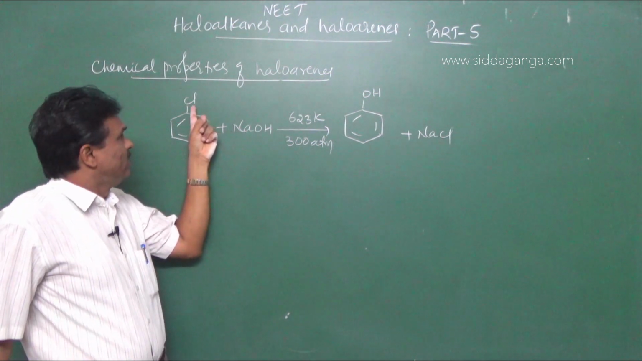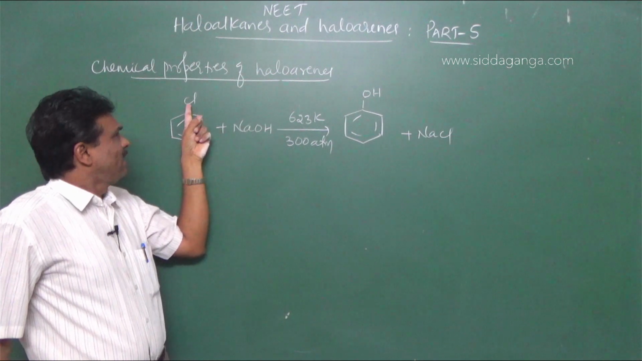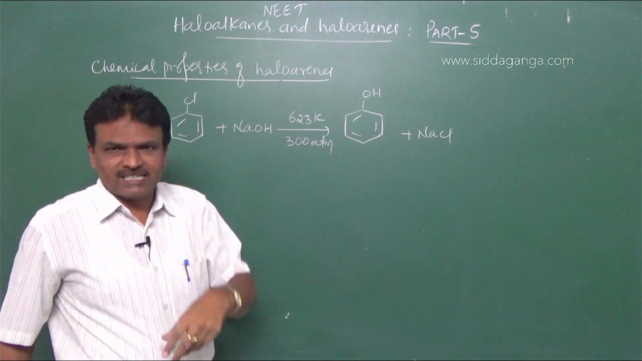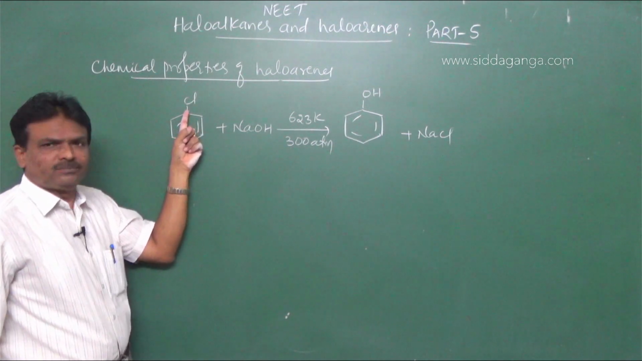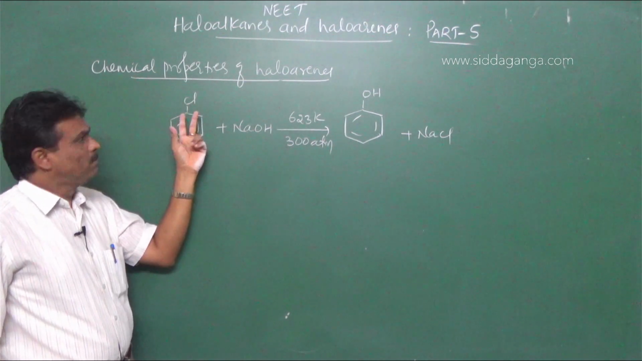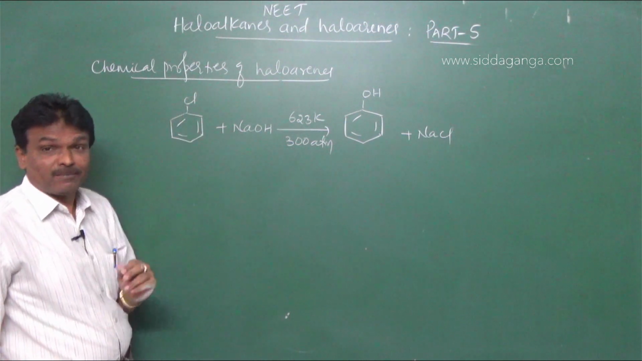For it to act as a leaving group, a strong nucleophile is needed, but the reactivity of the chlorine atom in chlorobenzene is least because this bond length is short due to resonance, and there is partial double bond character. Hence it is not easily replaced.